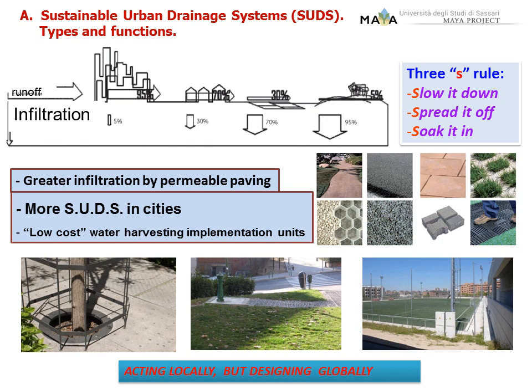Now let's talk about the Sustainable Urban Drainage System, or SUDS from now on, types and functions. They are based on the three-axis rule: slow it down, spread it out, and soak it in. Of course, it is talking about water. So, SUDS are low-cost water harvesting implementation units to achieve a greater infiltration by permeable paving.